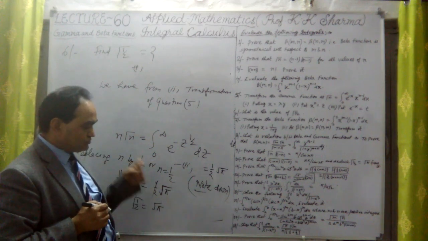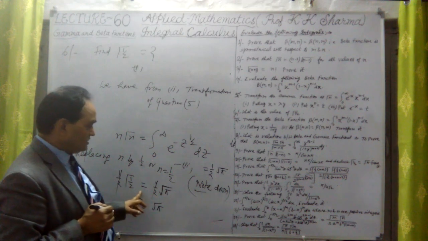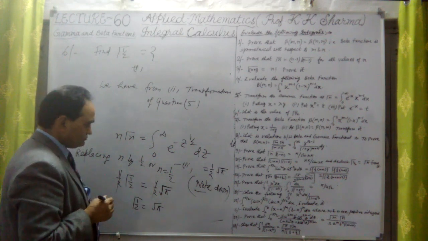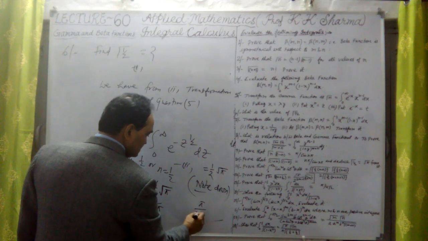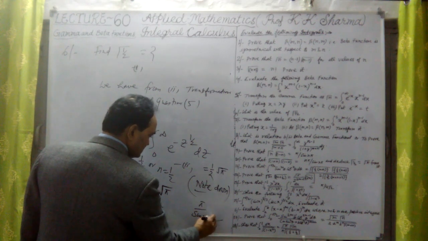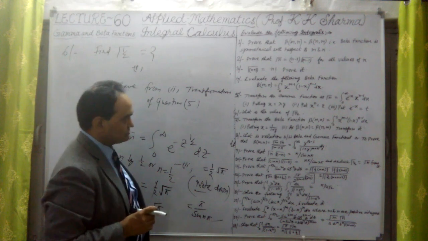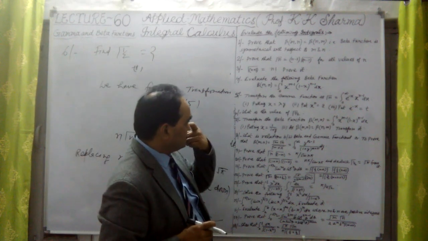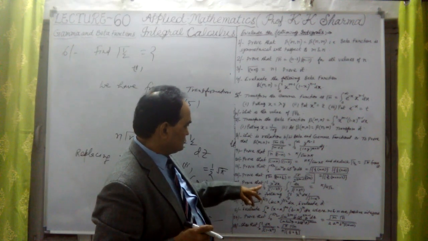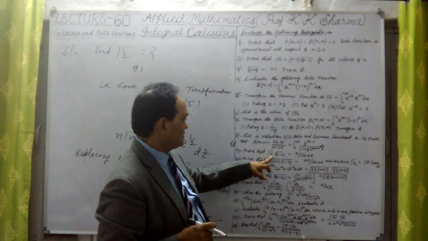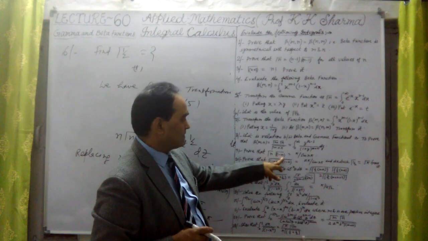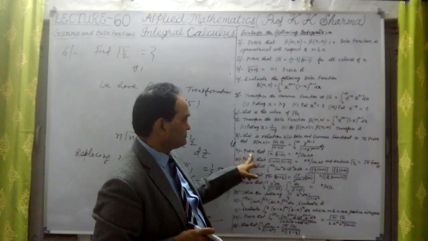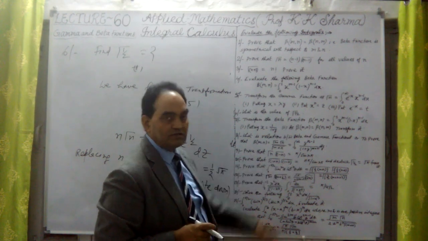Now this can also be solved because we know that gamma n into gamma 1 minus n is equal to pi upon sine n pi. This also we will prove in this question. Question number nine, gamma n into gamma 1 minus n is given as pi upon sine n pi.